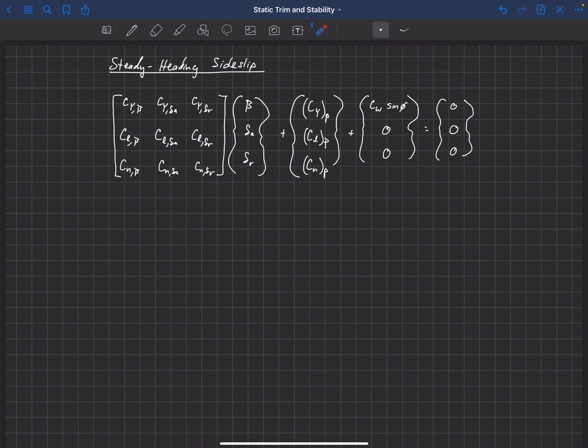And one thing that we learned through this is that we actually have four, I'm going to call them unknowns. So beta, delta A, delta R, and phi that can be used to trim this aircraft. Now, the pilot only has control over delta A and delta R, but what he chooses for those will produce a different solution for beta and phi. And there's actually an infinite number of solutions here that he could choose. So let's look at why we might choose one solution over another.